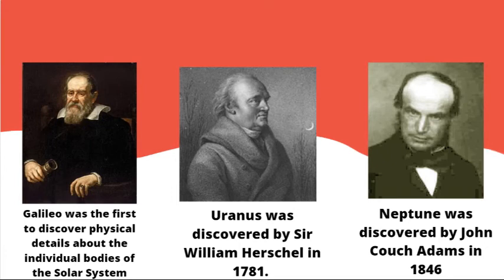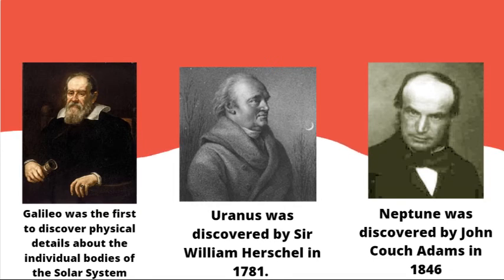Scientists have studied our solar system from telescopes on Earth and from telescopes in orbit around Earth. Examples: Galileo was the first to discover physical details about the individual bodies of the solar system. He discovered that the moon was cratered, that the sun was marked with sunspots, and that Jupiter had 4 satellites in orbit around it. Uranus was discovered by Sir William Herschel in 1781. In addition to discovering Uranus, he also observed and catalogued over 800 double stars and 2,500 nebulae.